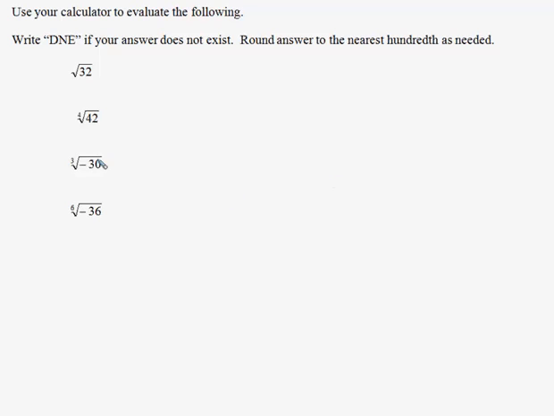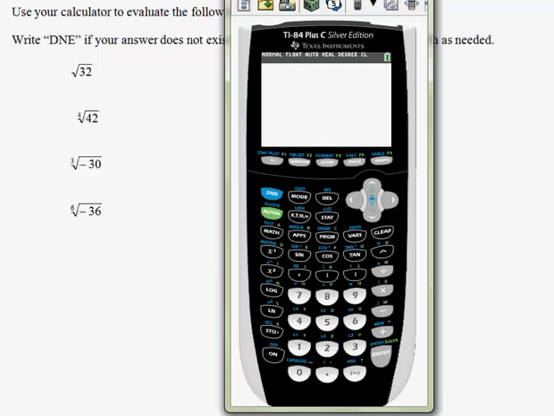Here are four arithmetic expressions, and we are to use our calculator to evaluate them. If there's no answer, we write DNE for does not exist, and we are to round our answers to the nearest hundredth as needed.